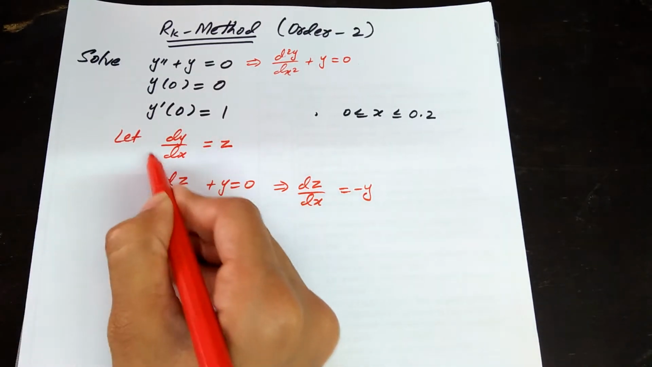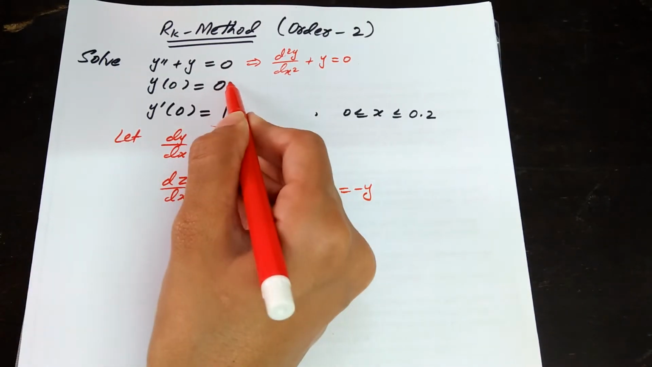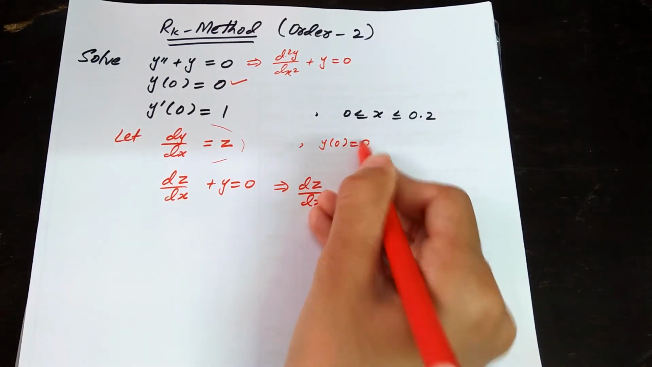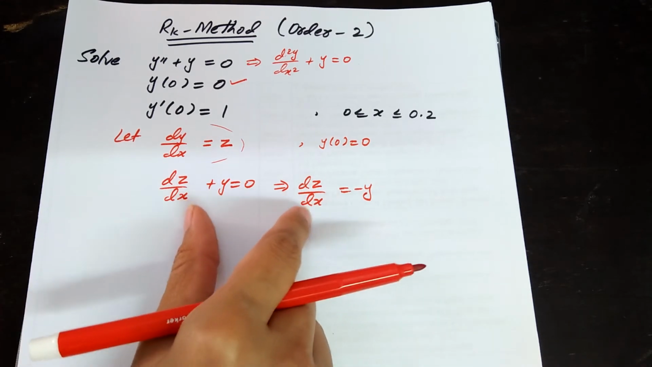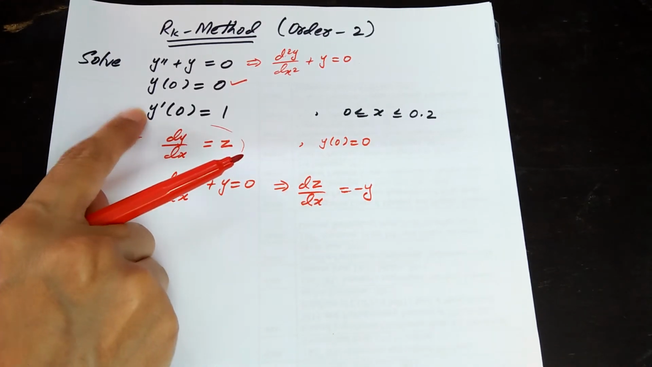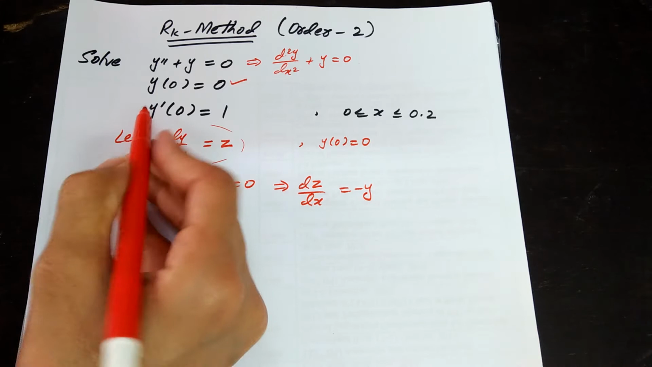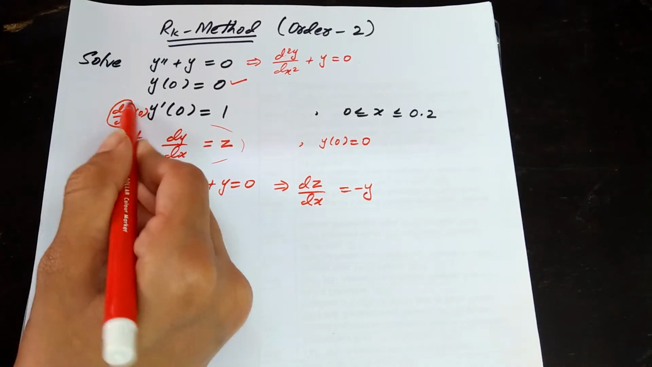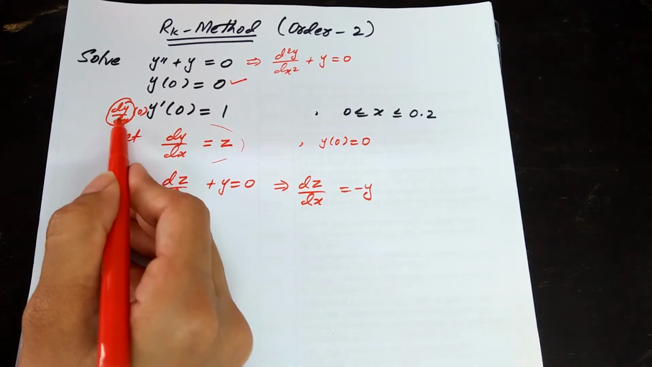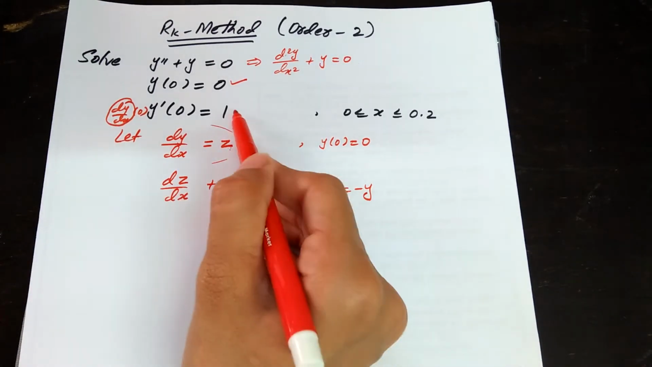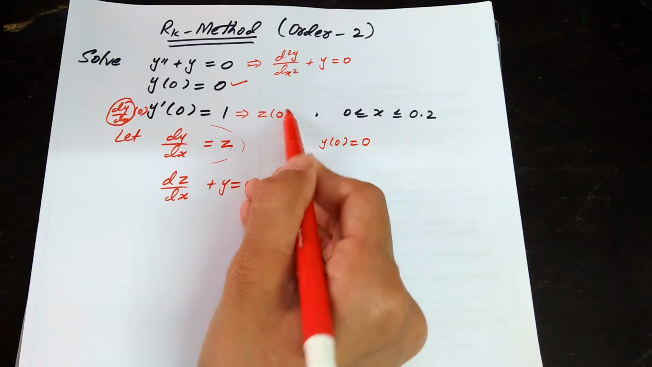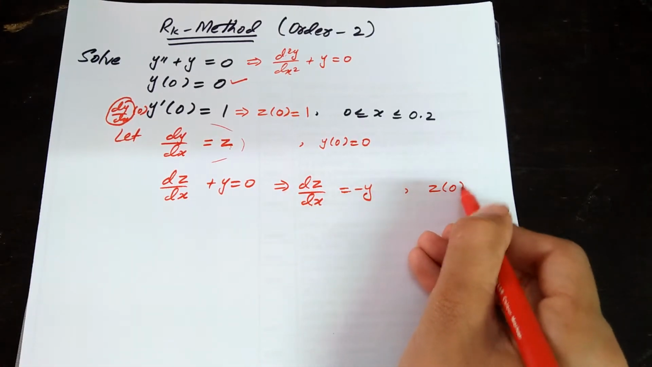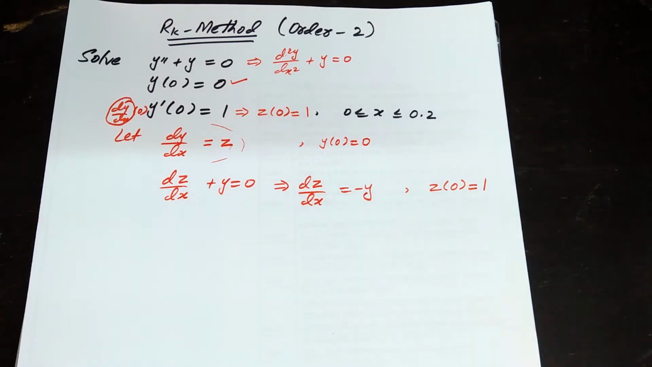Now for this function dy by dx, you will use this initial condition, that is y of 0 is equals to 0. For the other function, you will use your second condition, because this is y dash, this is dy by dx of 0. And you know that you let dy by dx as z. So from here you can get z of 0 is equals to 1. So for the second function you got z of 0 is equals to 1 here.